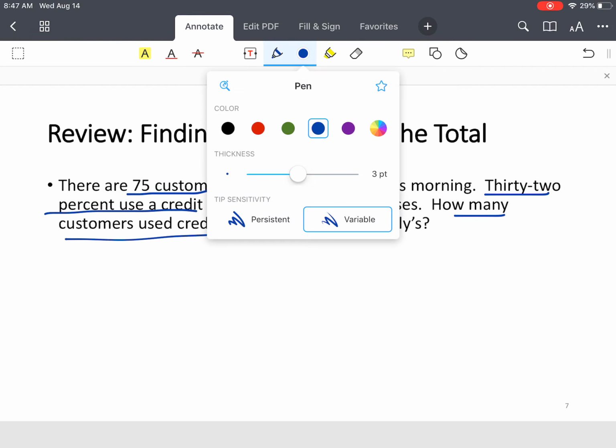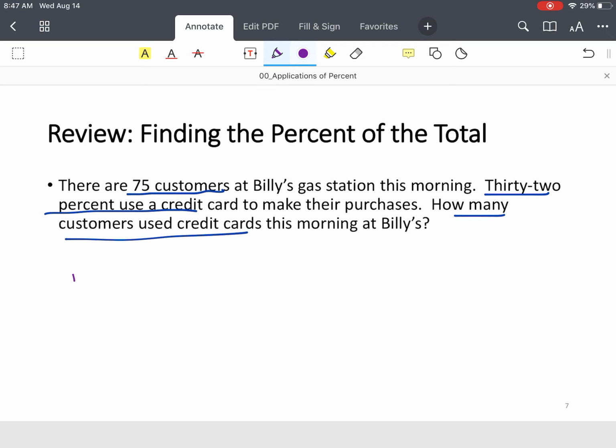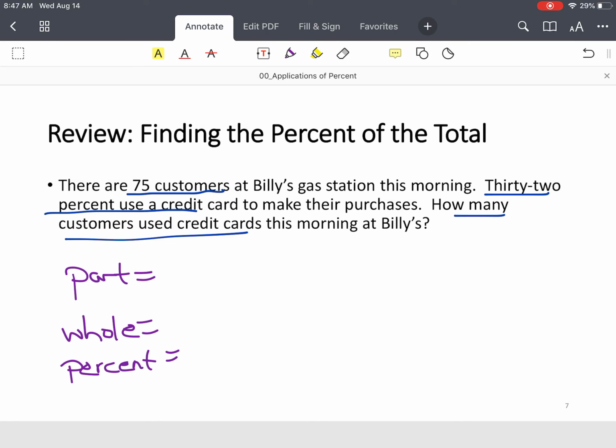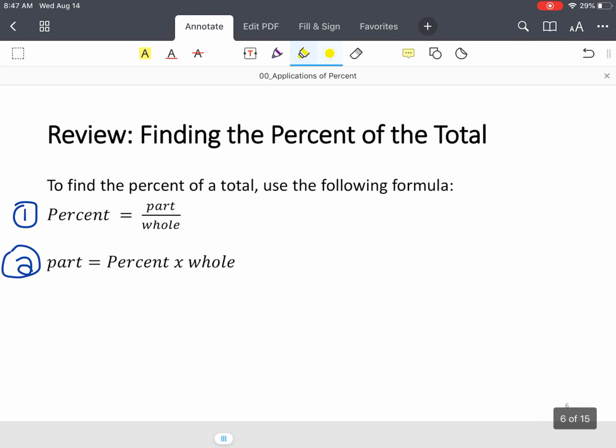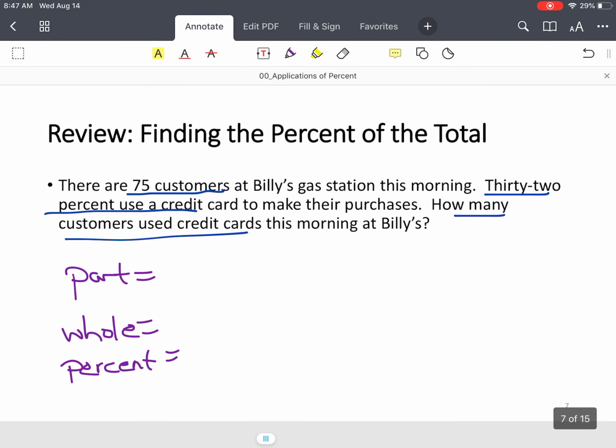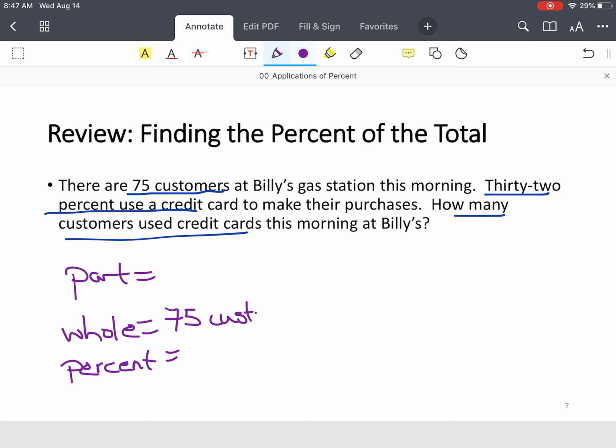All right, so what we're going to do is we're going to do these word problems. We're going to say part, whole, and then percent. All right, because those are only 3 variables, I guess you would say, that the formula has. And I'm going to go back one page. Now notice you've got percent, part, whole, part, percent, whole, okay? So now let's look at this problem. 75 customers, that's total, so that's a whole. So that's 75 customers.